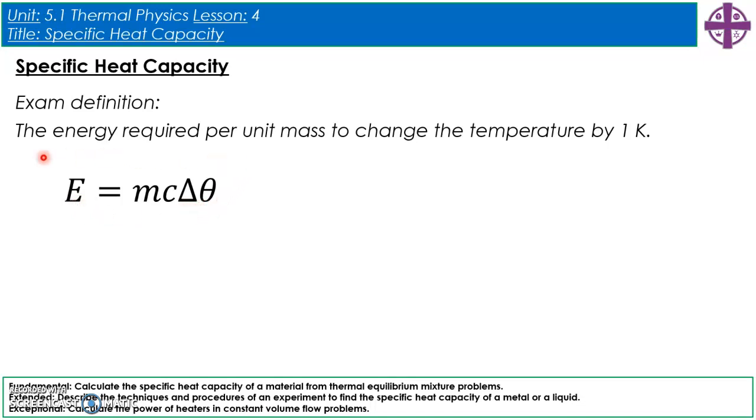Now note that this equation only works when something does not change state. If you remember from the internal energy lesson, when something changes state, it doesn't change temperature, even though you give it energy. And that's a different equation we're going to use called latent heat, which we'll look at next time. We can rearrange this equation to make it specific heat capacity equals, so C equals E over m times delta theta, delta meaning change, theta meaning temperature.